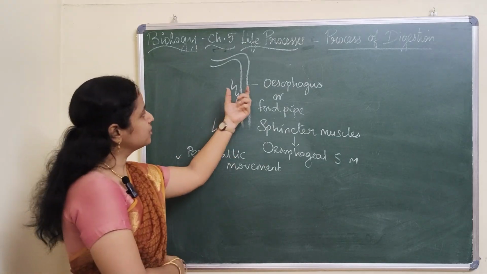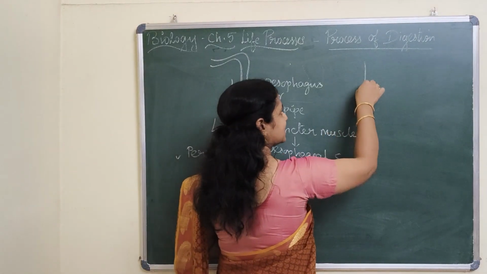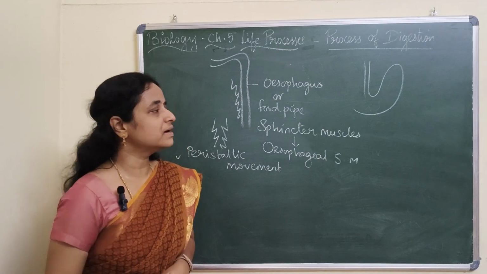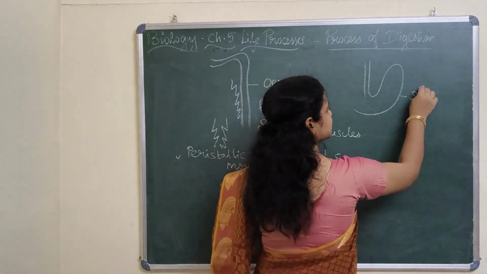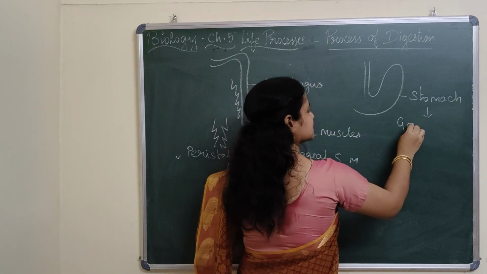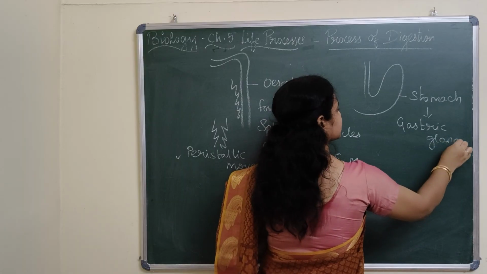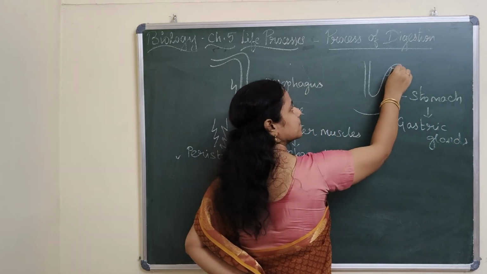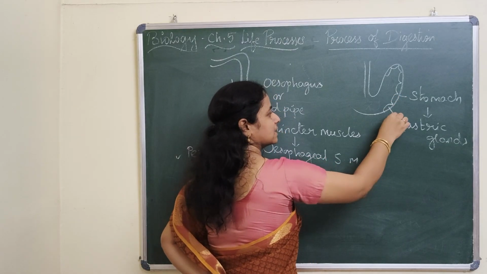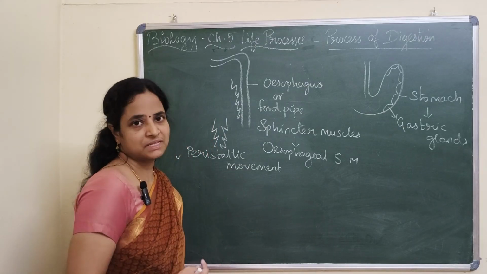Okay. Now the food from the esophagus will enter into the, very good, the J-shaped or C-shaped muscular sac called the stomach. So the stomach carries gastric glands. On the walls of the stomach, we have certain glands. They are called the gastric glands. These gastric glands help in secretions that help in digestion.